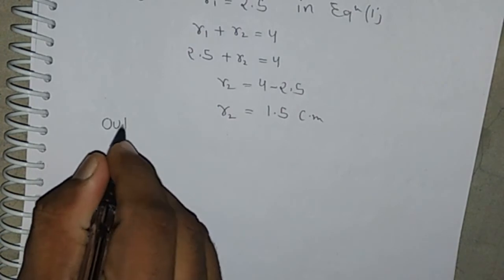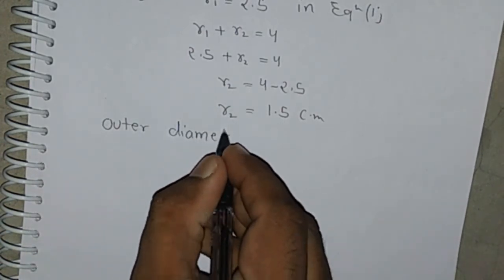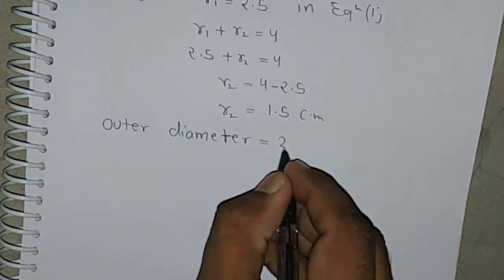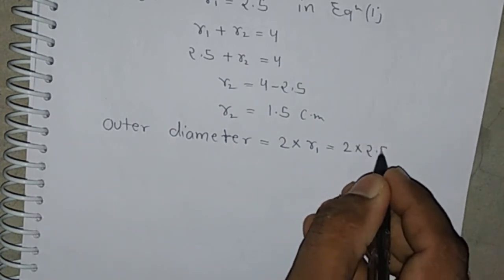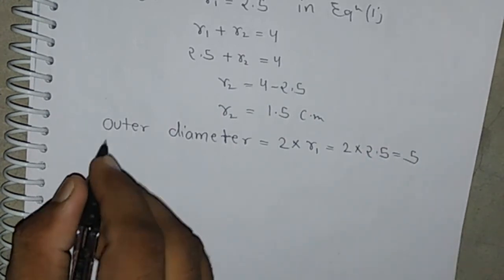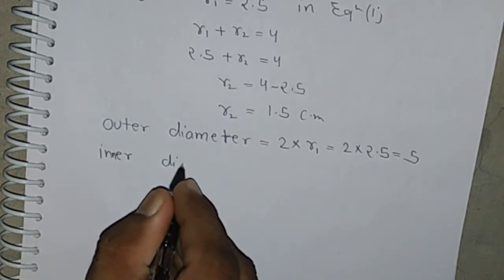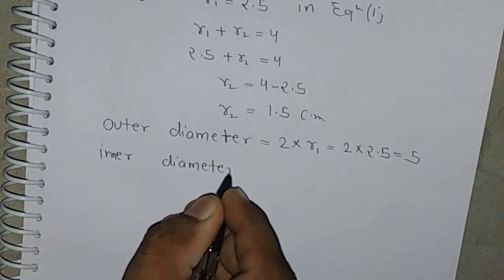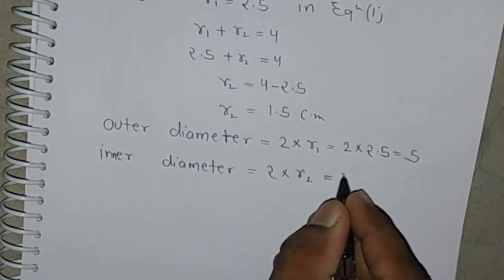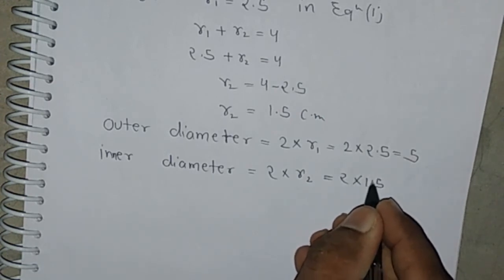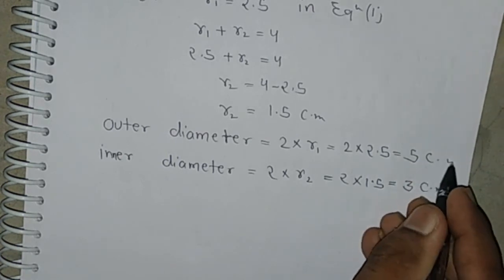Then the outer diameter is given by 2 into the outer radius, means 2 into 2.5, it is equal to 5 cm, and the inner diameter equals 2 into R2, means 2 into 1.5, equal to 3 cm, and it is the answer.